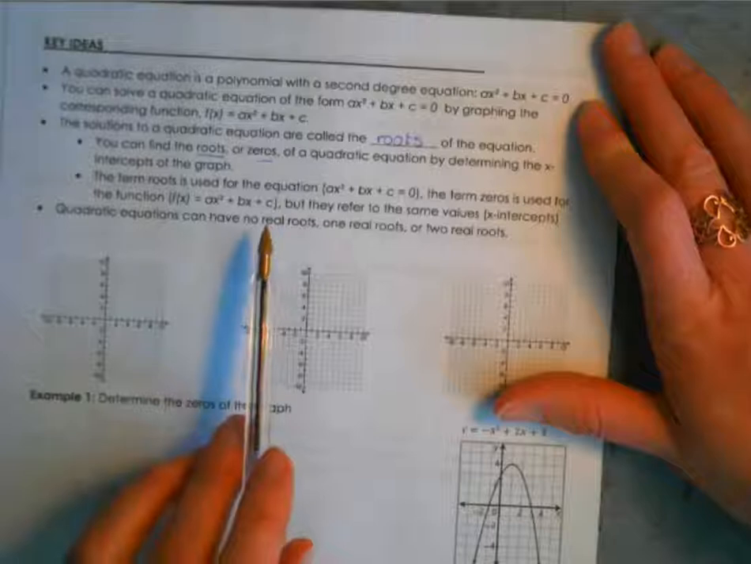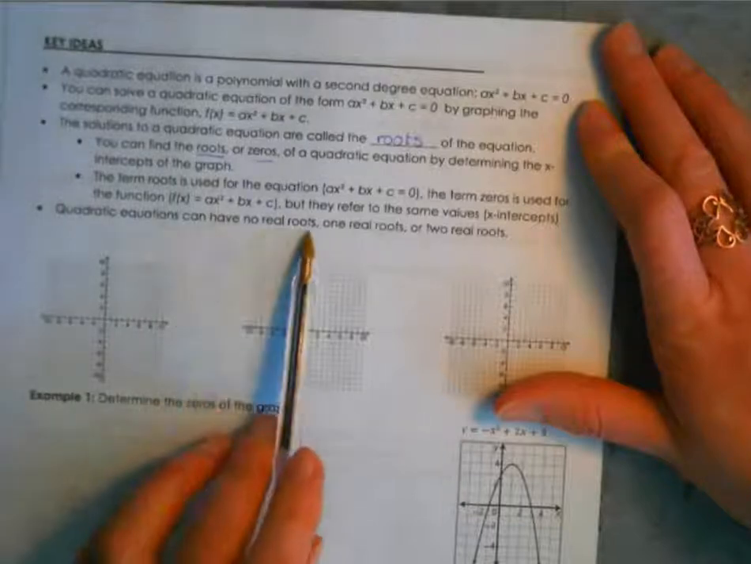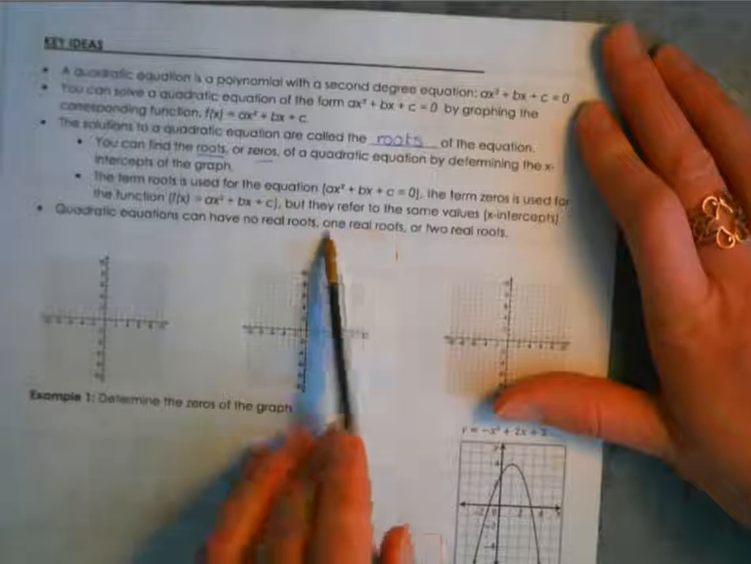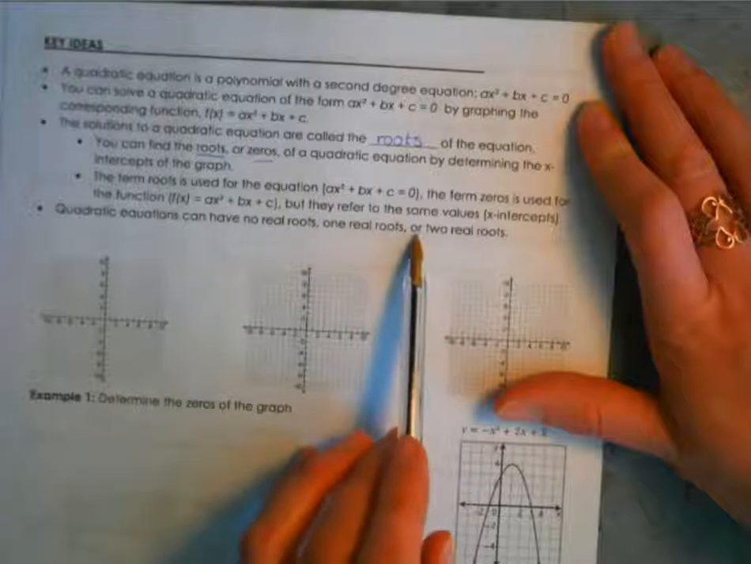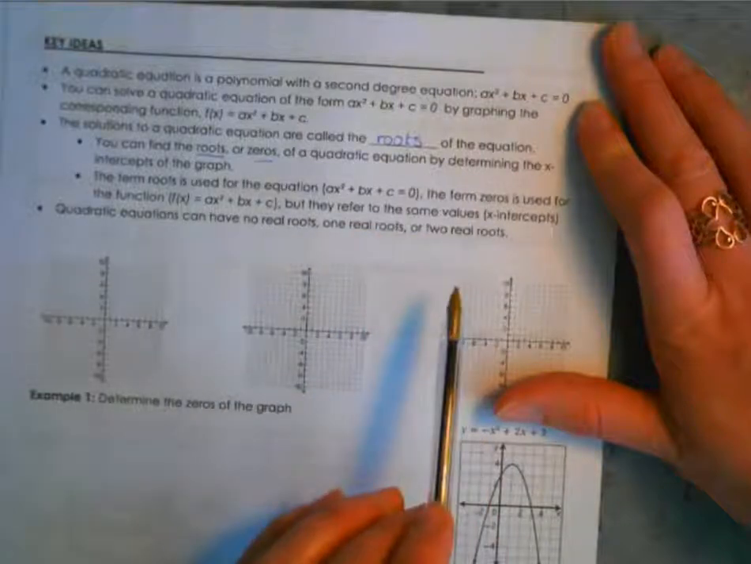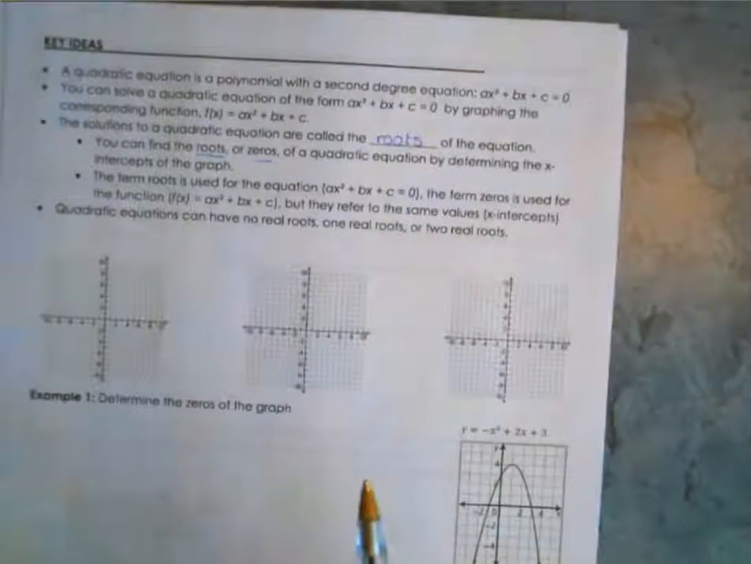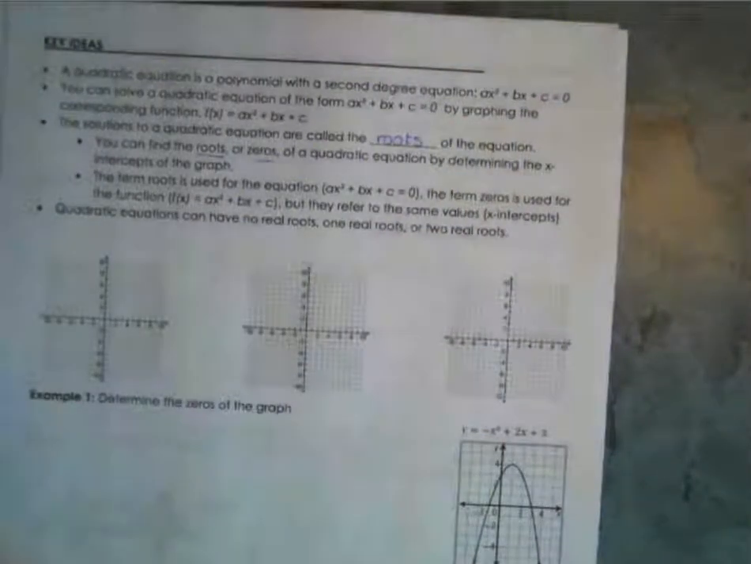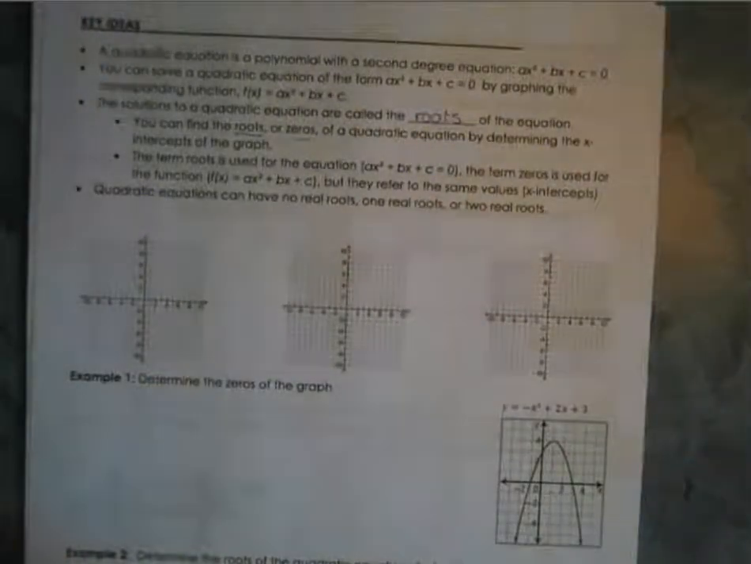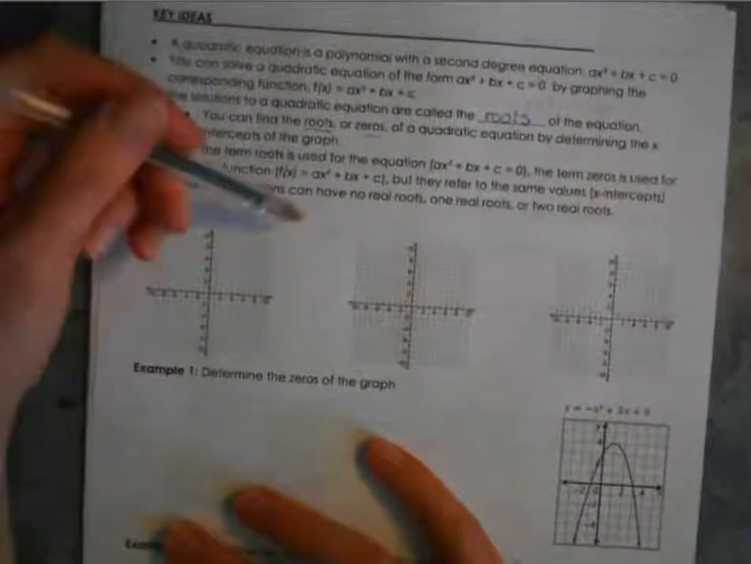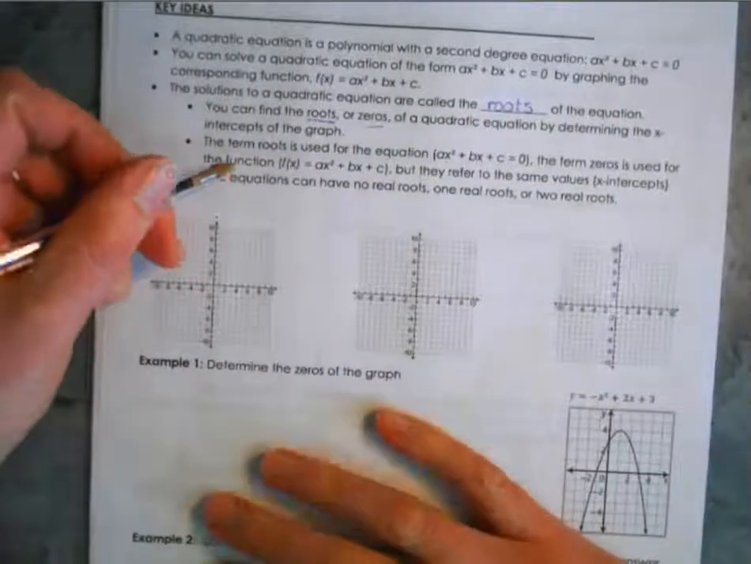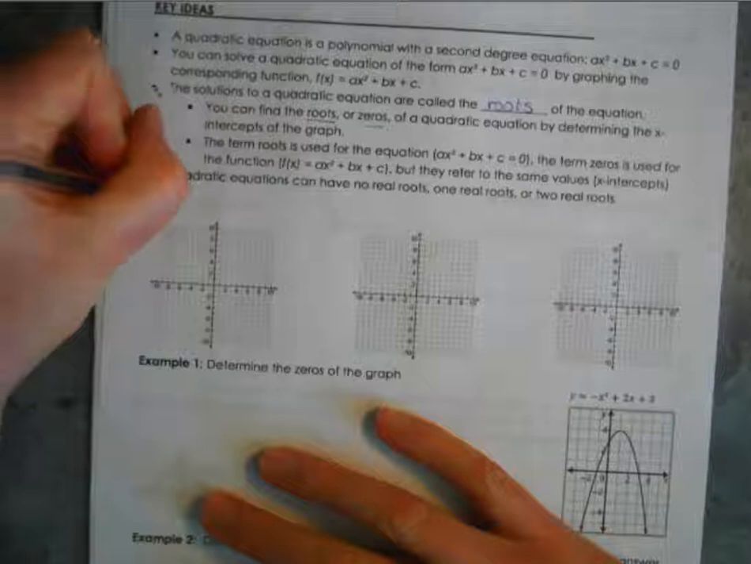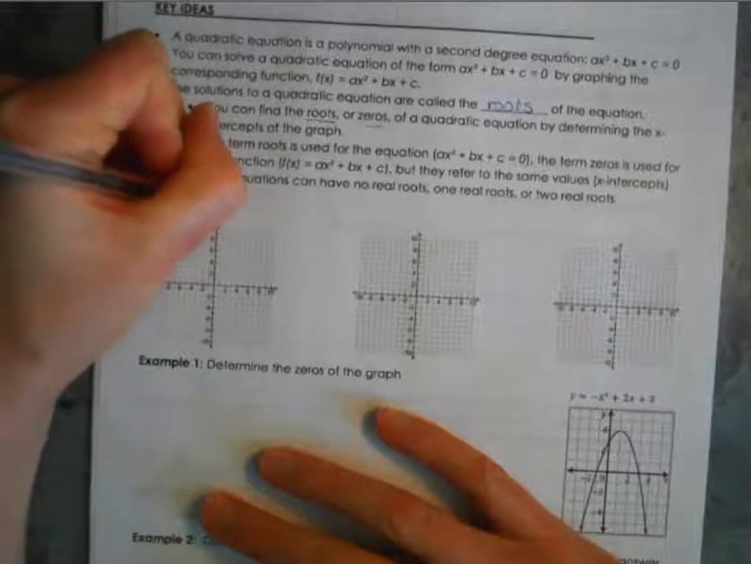Quadratic equations can have no real roots, which means there's no x-intercept. They could have one real root, which means they basically just touch the x-axis at one point, or they could have 2 real roots, which means that they cross the x-axis at 2 different points. So let's go through the different possibilities here. Let's start in order. So first we're looking at no real roots. What does that look like? I'm just going to write no roots because it's easier.